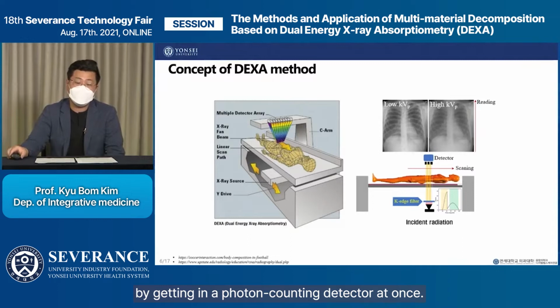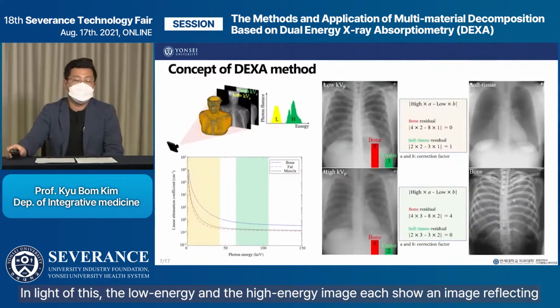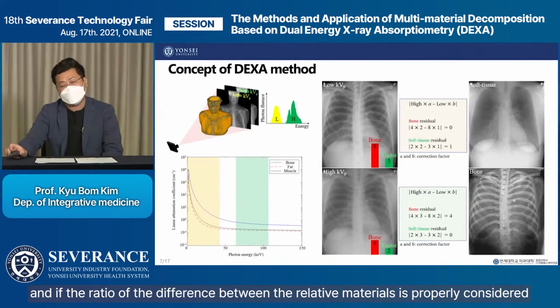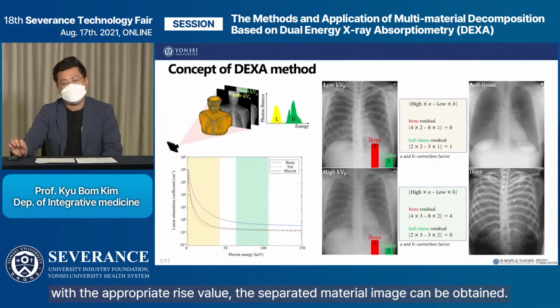In light of this, the low energy and the high energy images each show an image reflecting the attenuation coefficient of each material according to each energy area. And if the ratio of the difference between the relative materials is properly considered with the appropriate weight value, the separated material image can be obtained.